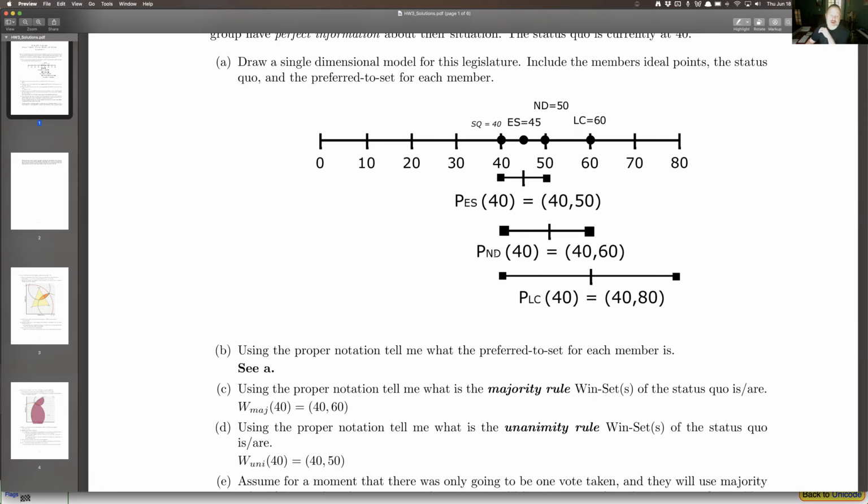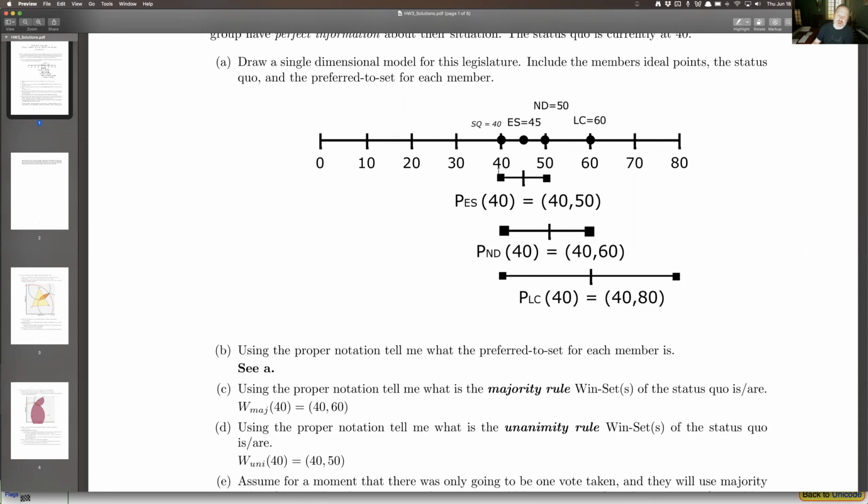Okay, so the next part of the question says, what is the majority rule win set? All right, well, we have 3 people. So what is a simple majority? Take 3, divide it by 2, you get 1.5, round up to the next integer, which is 2. All right, so we need a minimum of 2 overlapping preferred-to sets. That's what defines the majority rule win set.